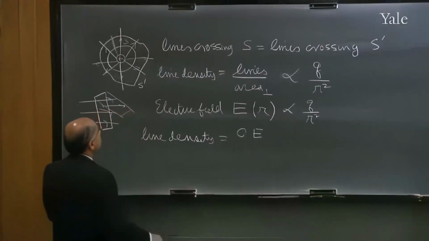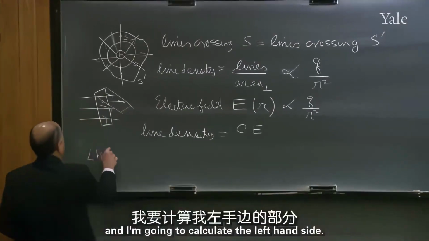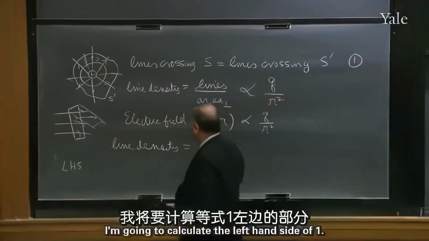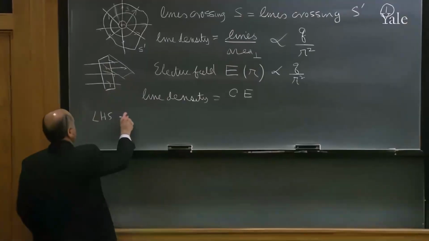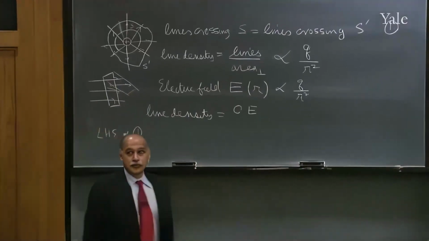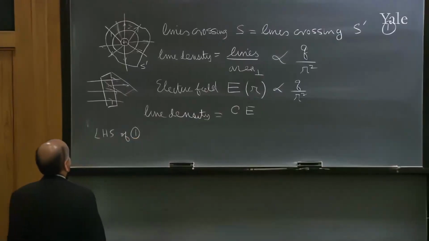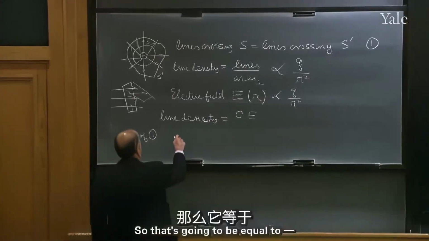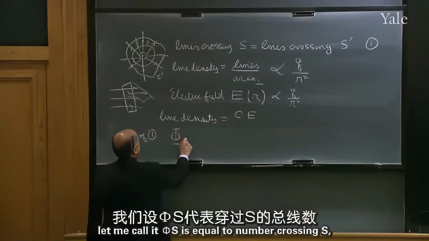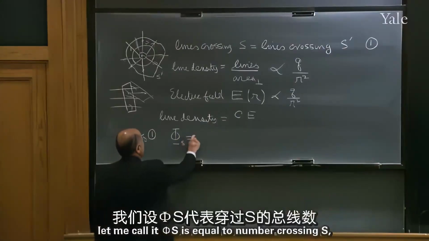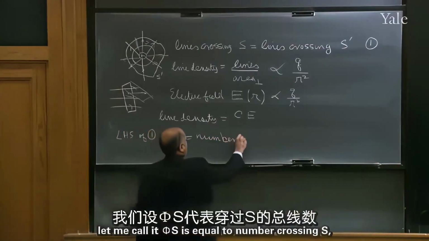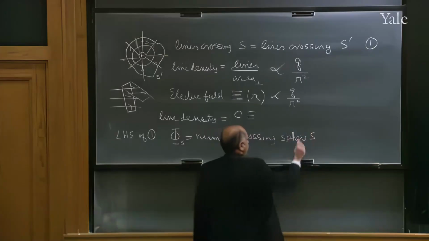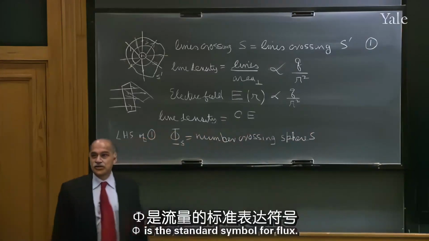Now I'm going to go back, and I'm going to calculate the left-hand side. Now let's give this equation a number. Equation number 1. I'm going to calculate the left-hand side of 1. Left-hand side of 1 is the number of lines crossing the sphere S. So that's going to be equal to, let me call it phi sub S, is equal to number crossing the sphere S. Phi is a standard symbol for flux.